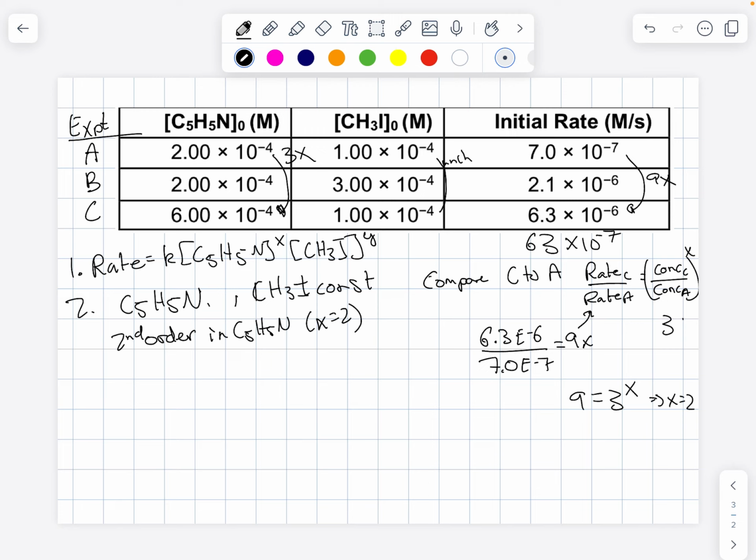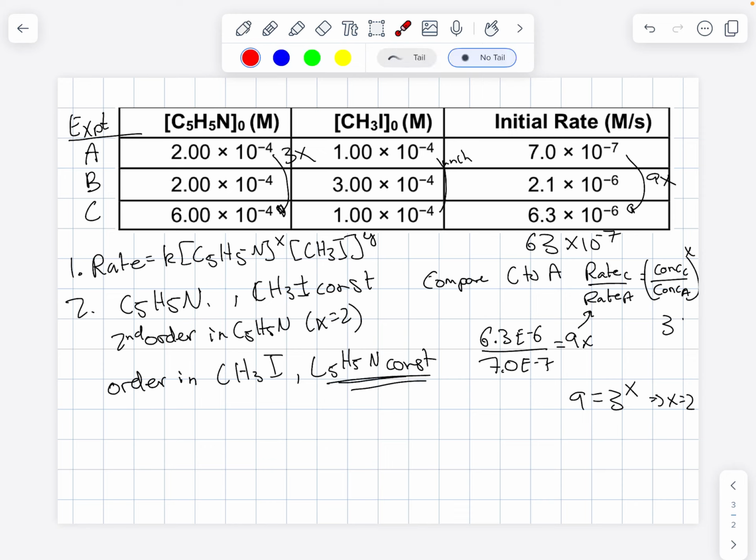Then the next comparison is we're going to need to determine the order in CH₃I. Here, again, I'm going to need to hold the other one, C₅H₅N, constant here. So which trials can we do there? Let's check. A to B looks good. C₅H₅N is constant.